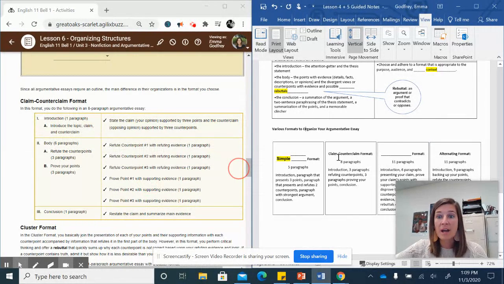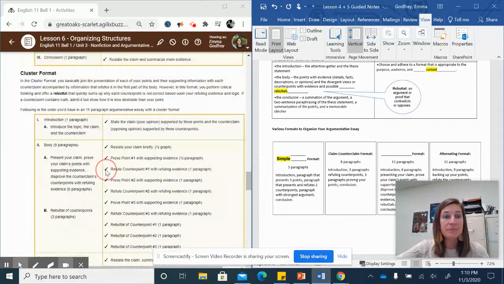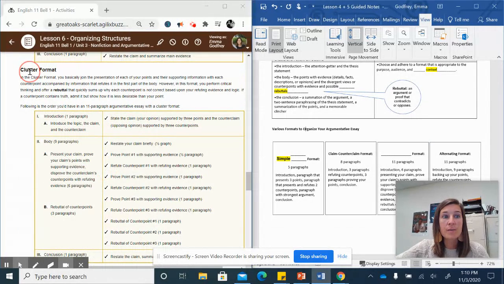Our next format is the claim counterclaim format. So we have 8 paragraphs in that one: introduction, 3 paragraphs refuting counterpoints, 3 paragraphs providing your points, and then a conclusion. So 3 of their side, 3 of your side, intro, and conclusion. That gets you to your 8. We have the cluster format.